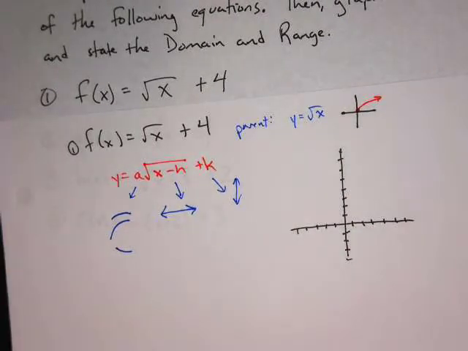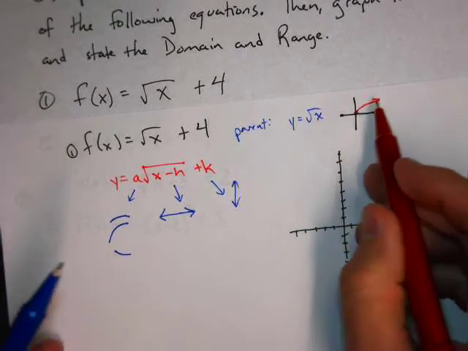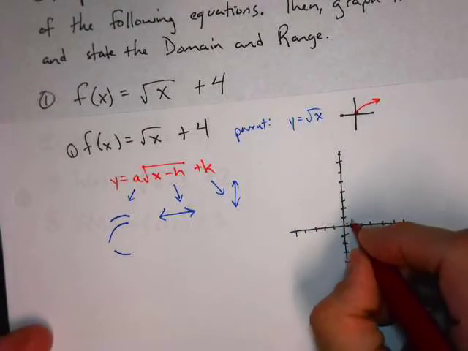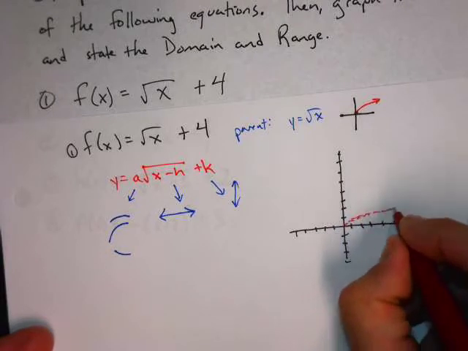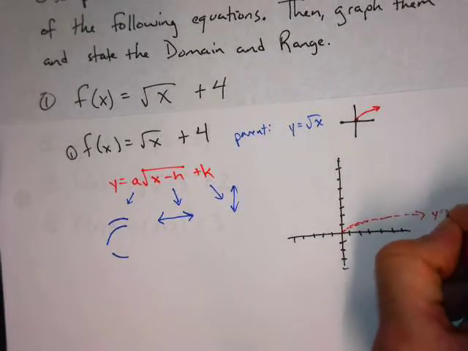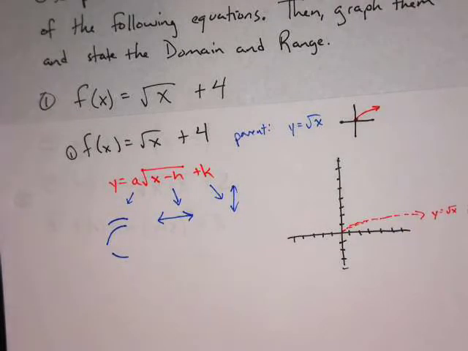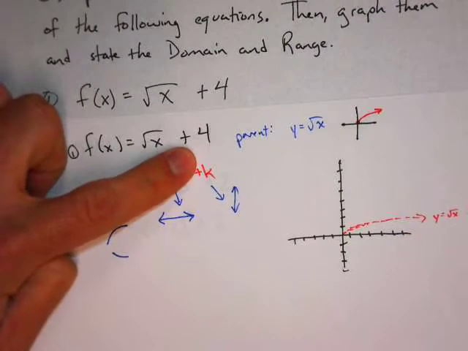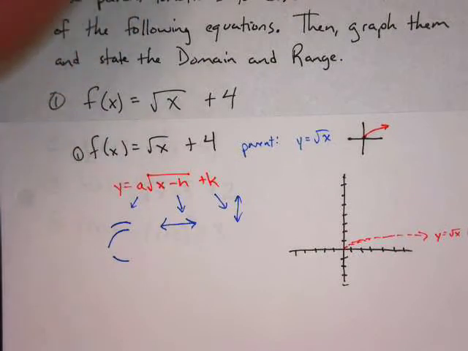Okay, so remember, the parent function is this one here, basically the one in red, right? Well, it's actually 1, 1. I mean, it looks like that. That's your parent function. Now what is it going to do? We have that plus 4. So we're going to take everything and shift it up 4 units.